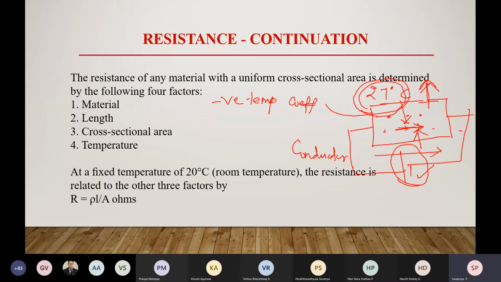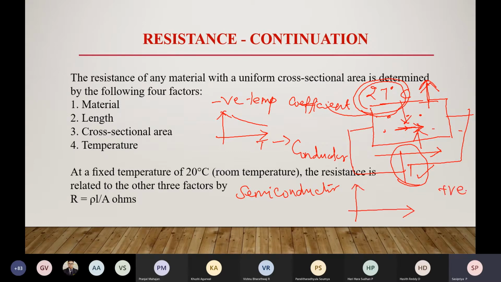So the conductors have the negative temperature coefficient. What is the meaning of negative temperature coefficient? As the temperature increases, the current flow in the material decreases. Similarly, consider the semiconductor, which, unlike a conductor, has a normal conductivity. For semiconductor material like silicon or germanium, those two are the popular semiconductors, right? For this semiconductor, the temperature coefficient is positive.